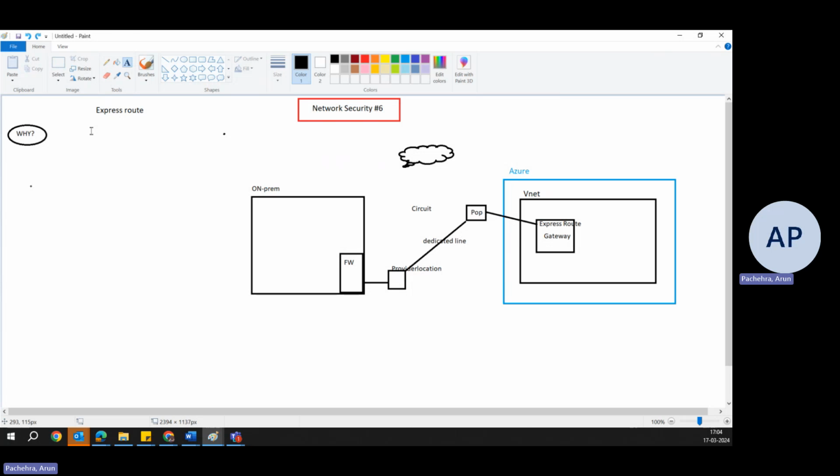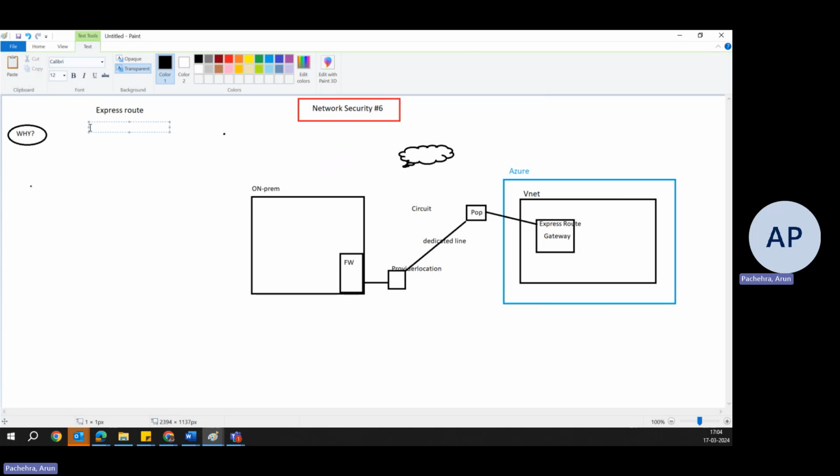So ExpressRoute, we understood the concept. Now let's try to define it first, then we'll understand why. First, it is a private dedicated network connection. Now, if it is private and dedicated, what does that mean? That means it will provide you high throughput. And if it's high throughput, then latency will be low, right?